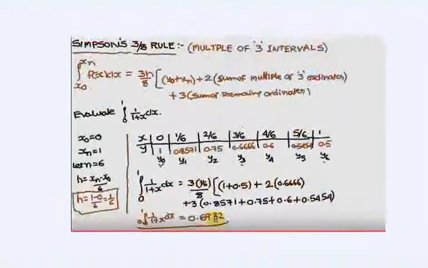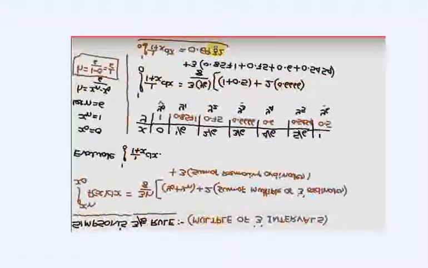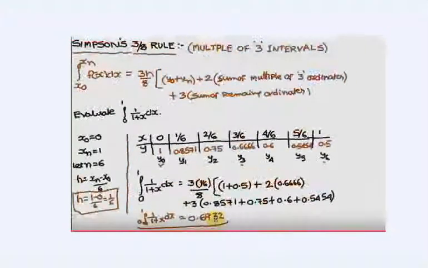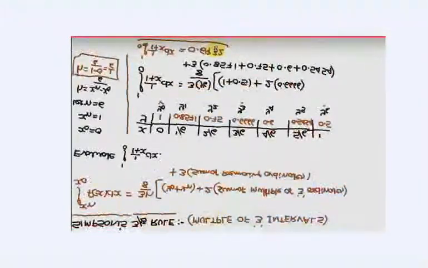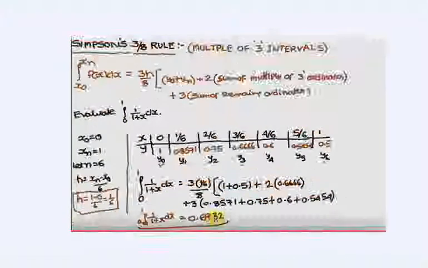To calculate the step increment, here is the formula. H is equal to the step increment. Its formula is x n minus x naught over 6, because n is 6. And h comes out to be 1 over 6.